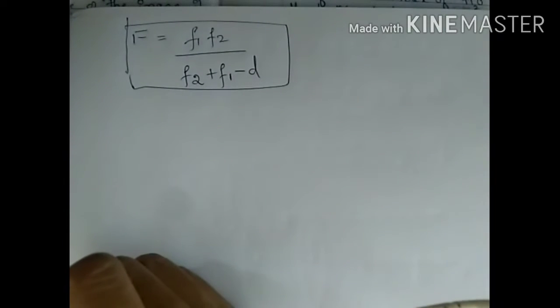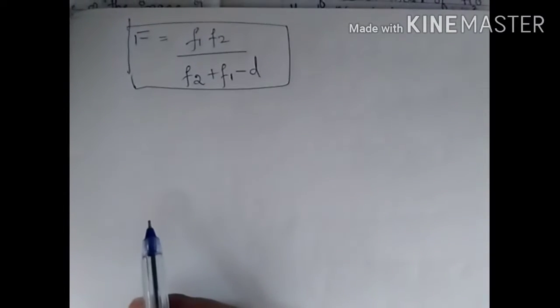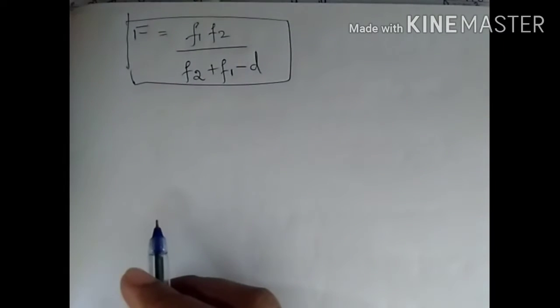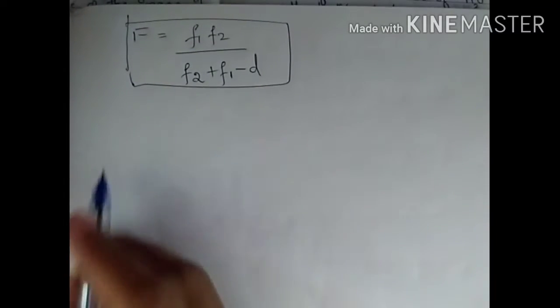So in this section we are going to learn about the cardinal points of a two coaxial optical system of two thin lenses separated by distance. Again in this case we are going to consider two thin lenses which are separated by a finite distance.